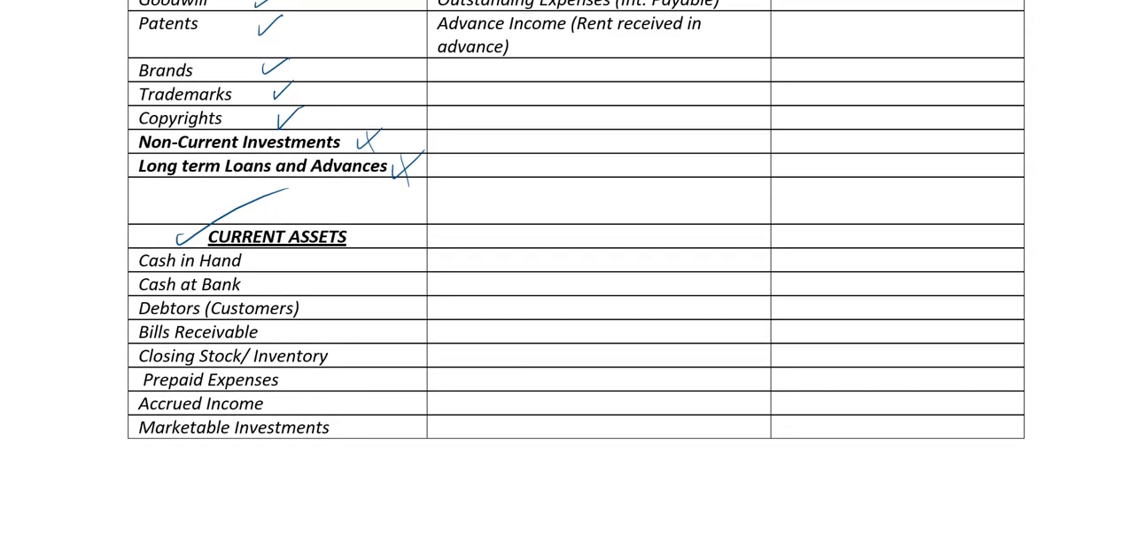Under the head of current assets, assets which are realizable into cash within a period of 1 year, we have cash in hand, cash at bank, debtors, bills receivable, closing stock or inventory, prepaid expense, accrued income and marketable investments.